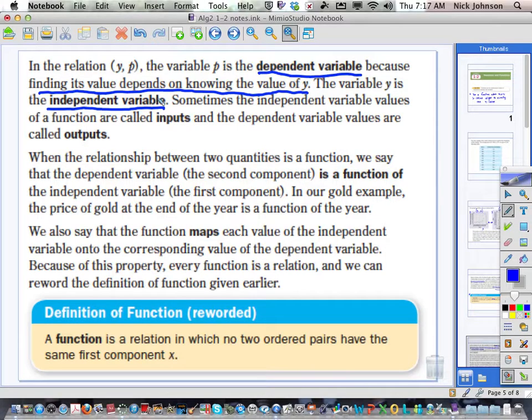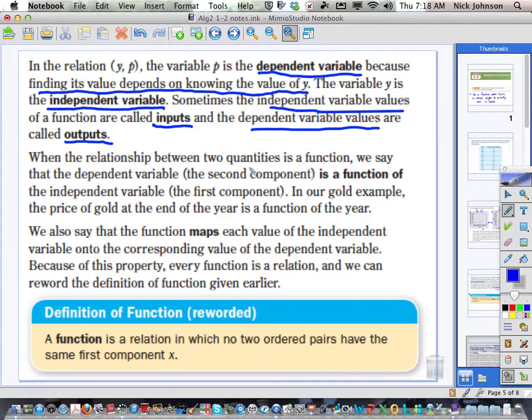Sometimes the independent variable values of a function are called inputs. You heard me say that in Algebra 1. Sometimes we call our x-coordinates inputs. This would be an input. That means my y-coordinate would be called the outputs. Yes, dependent variables are called the outputs. You put something in to get something out.